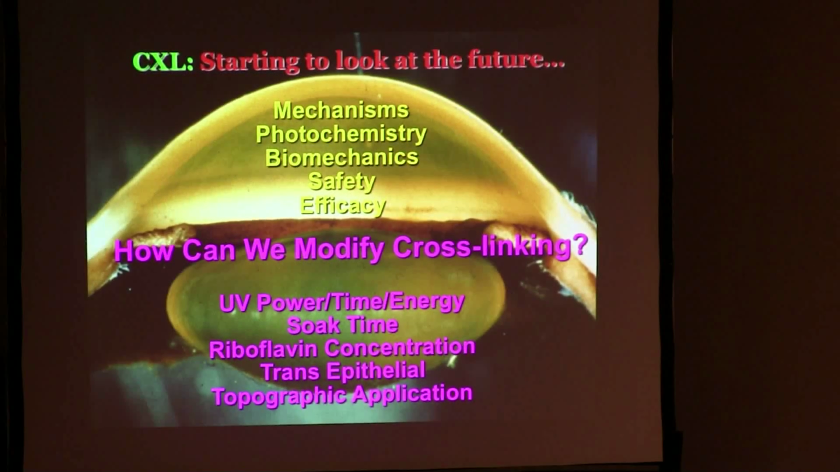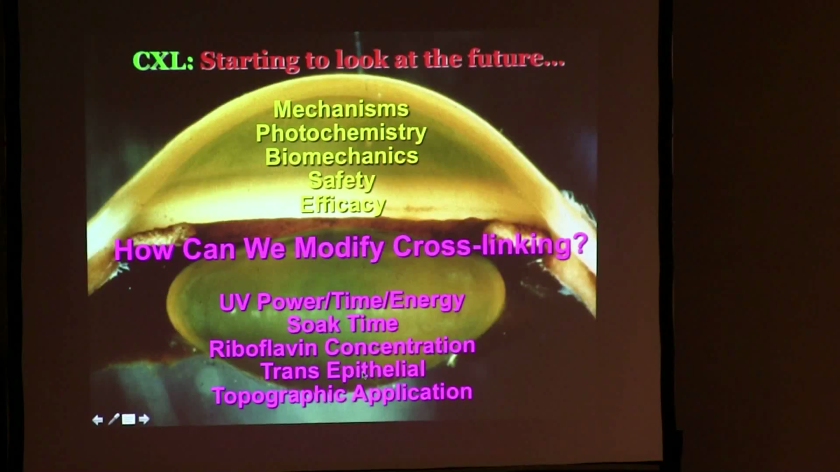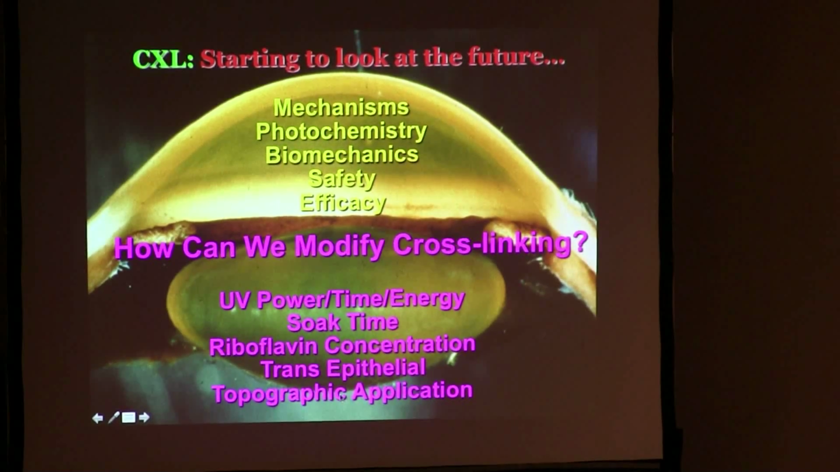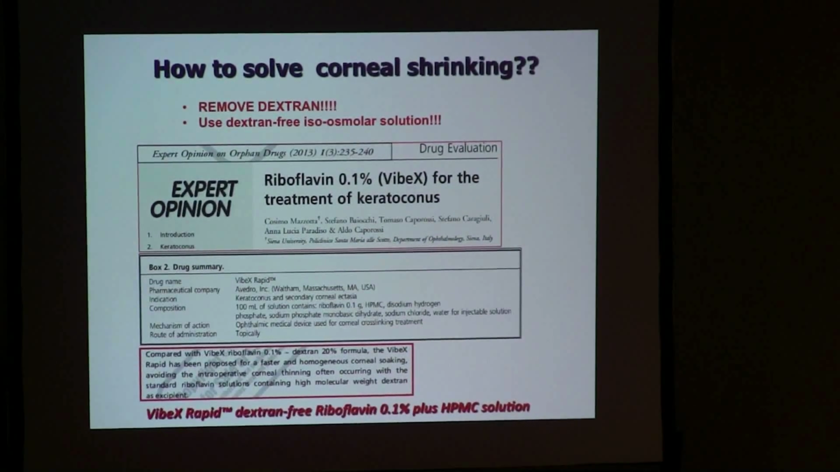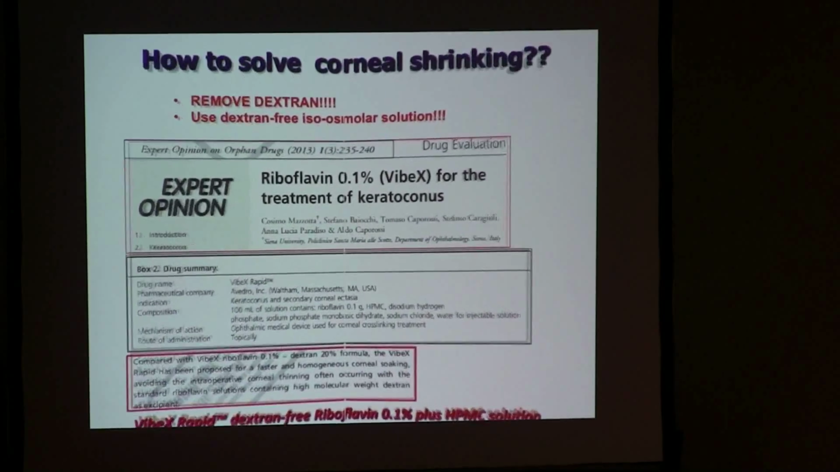but now it is time to start looking at the future of cross-linking and how we can modify the cross-linking. We can modify the UV power, the soak time, the riboflavin concentration. We also have the topographic application, which I will show you. And the first problem was how to solve the corneal shrinking. We published this work in which we observed the riboflavin solution without dextran, but with HPMC, that is substantially isoosmolar.